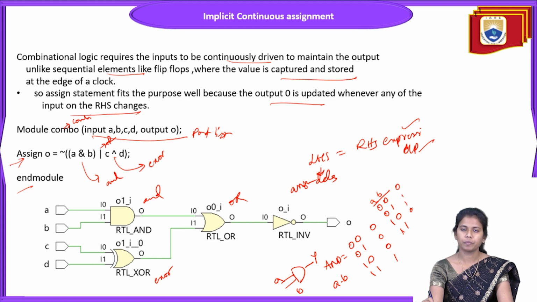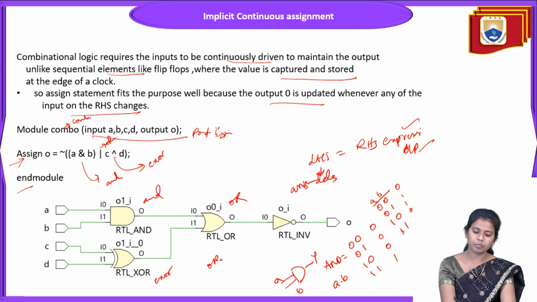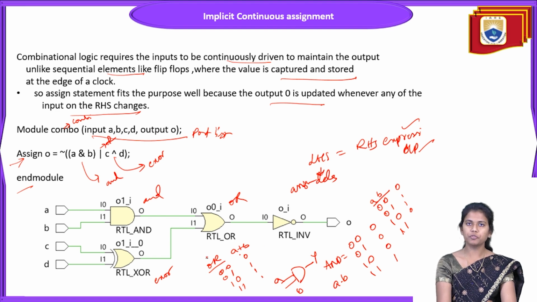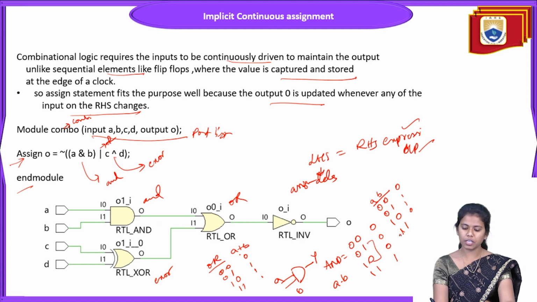And what is the OR gate? 0 0, 0 1, 1 0 and 1 1. So A plus B: 0 plus 0 is 0, 0 plus 1 is 1, 1 plus 0 is 1, and 1 plus 1 is 1. So these are the truth tables for the different gates. So here if you observe, I'm just considering 1 0 and 1 1. My output goes as per this truth table.